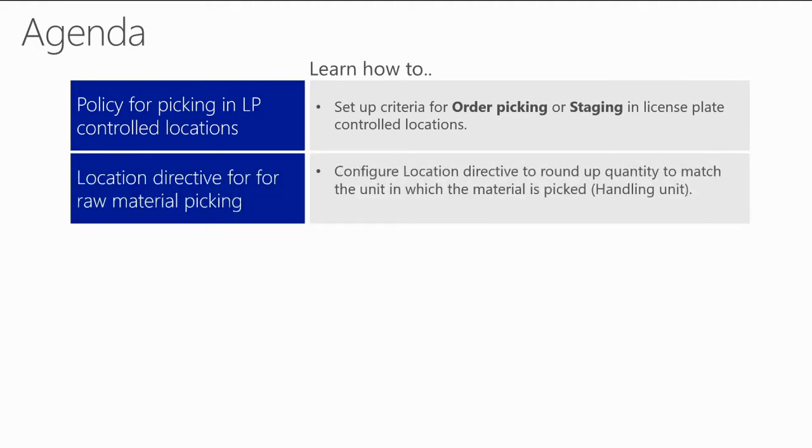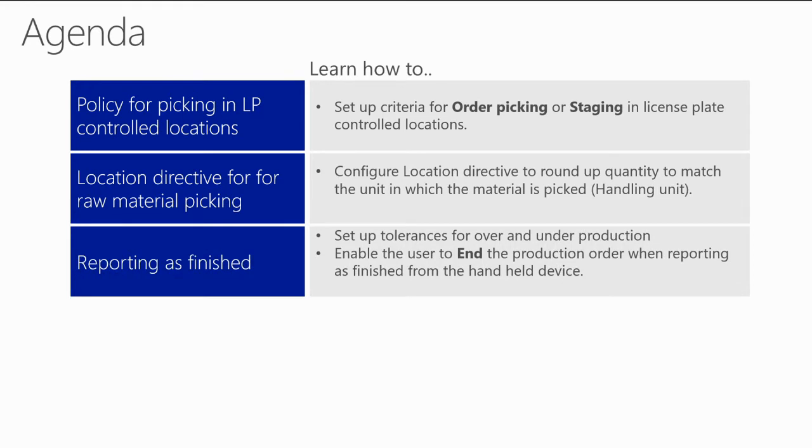Then we are going to talk about an enhancement on the location directive for raw material picking. We will see how we can round up work for raw material picking so the quantity will match the handling unit in which we are picking the material. This is only applicable so far for raw material picking. You may also have heard that it can also be applicable for other picking processes, but so far it's done for raw material picking.